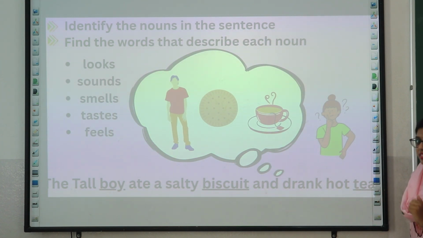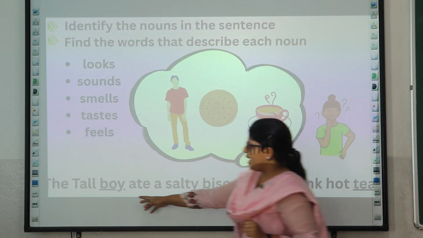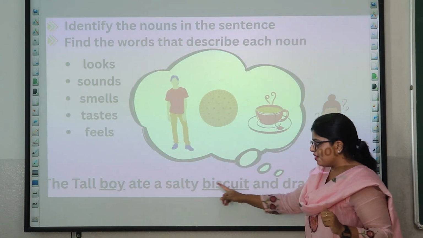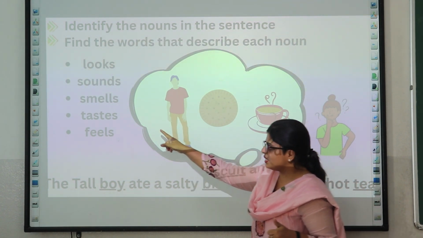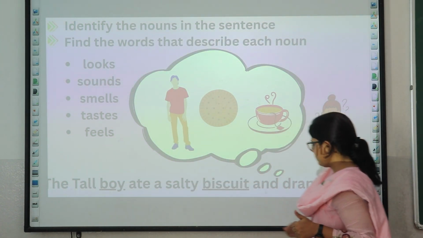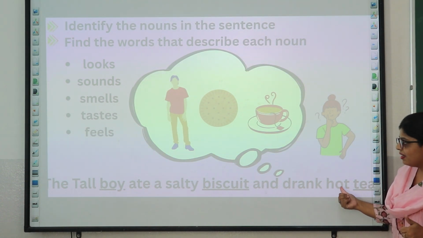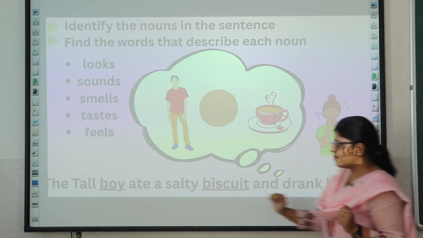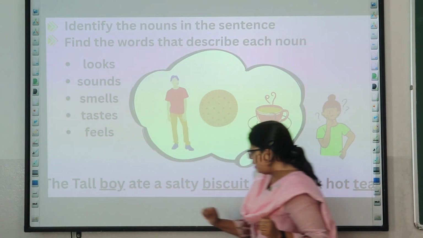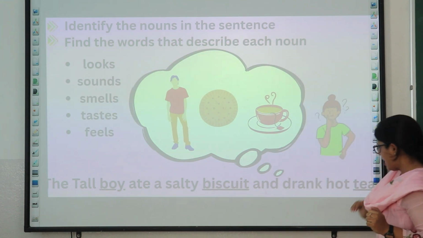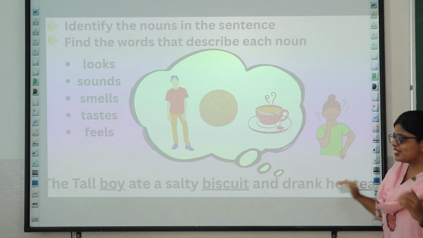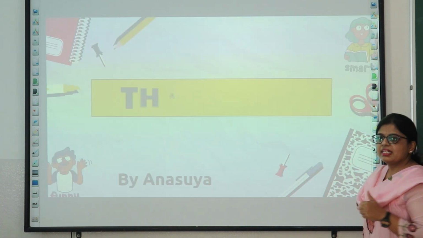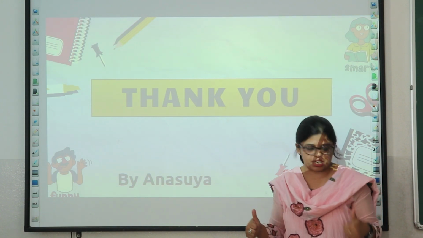Now what are the words that are describing these nouns? Boy. How does he look? He looks tall. Biscuit. Here we are not saying how it looks. We are saying how it tastes. It tastes salty. Tea. Here we are saying how it feels. So what are the words which describe these nouns? The boy is tall, the biscuit is salty and the tea is hot. So the adjectives here are tall, salty and hot. This is an easy way to identify adjectives.